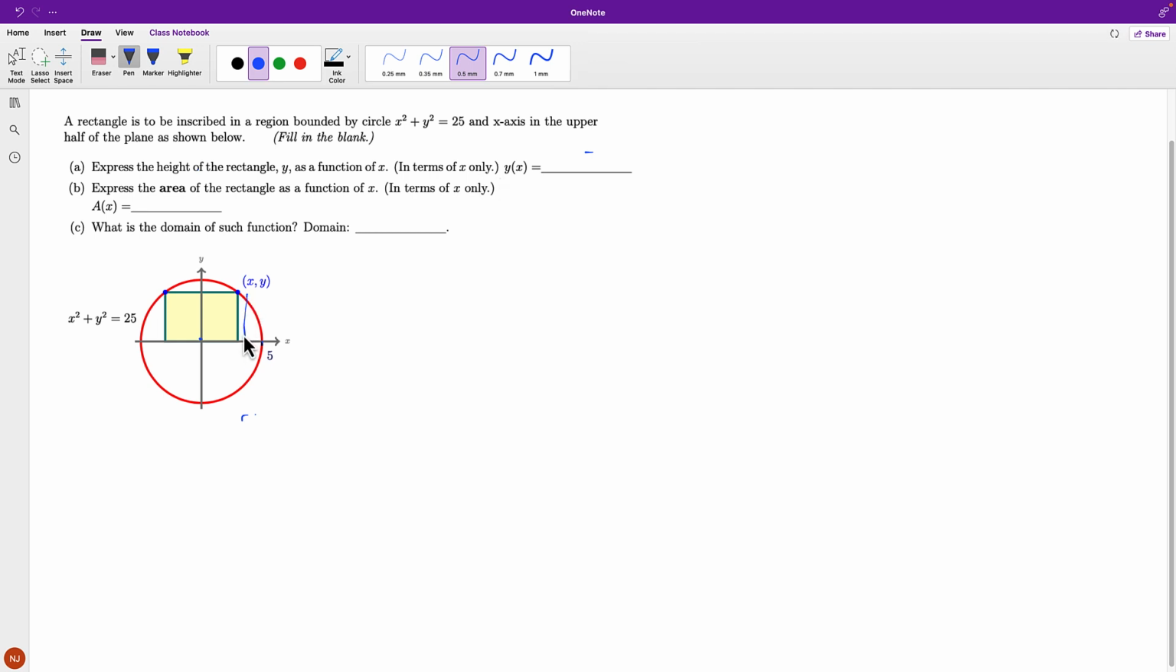So here's the height, and that is incidentally the y value of this vertex on the circle. So I can look at the equation of the circle and solve for y by isolating y first, and then taking the square root. I don't have to do quadratic for this. There are too many variables.